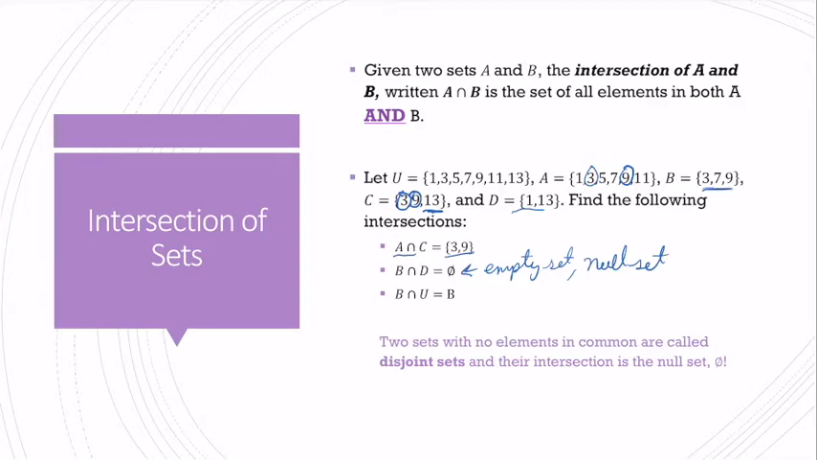And if I take B, which is 3, 7, 9, intersected with U, which has everything, 1, 3, 7, 9, 11, and 13, we're just going to get B back out. Also, it's a friendly reminder that we would call B and D disjoint sets because they have nothing in common. So this upside down U represents the intersection, and then I'm only looking for elements contained in those two intersected sets.